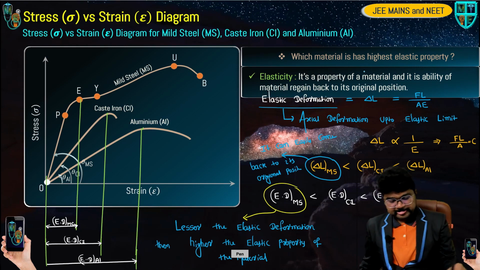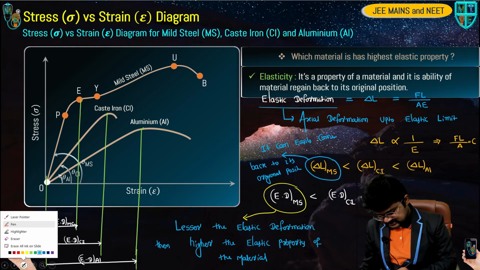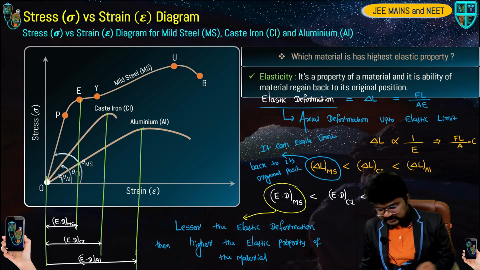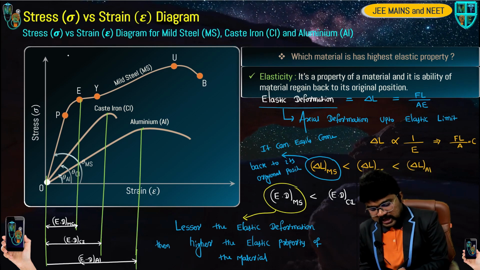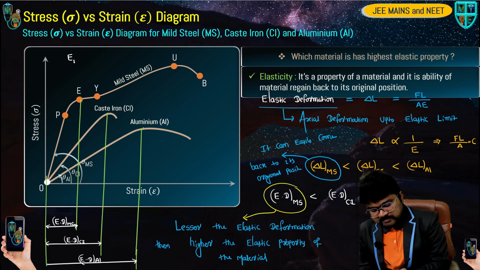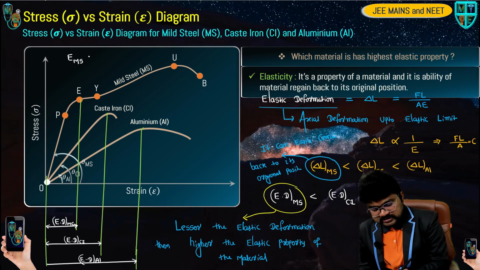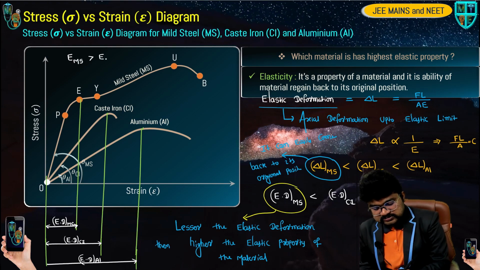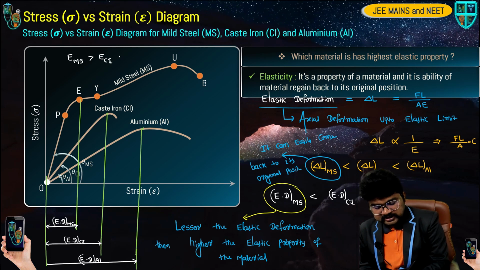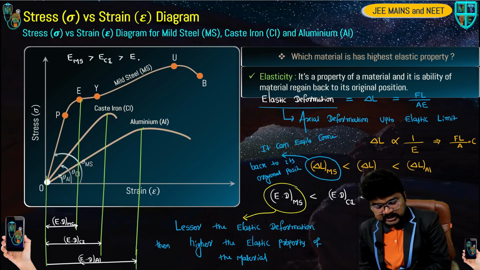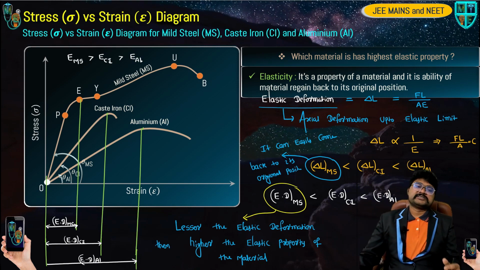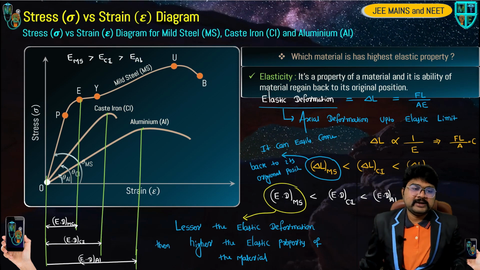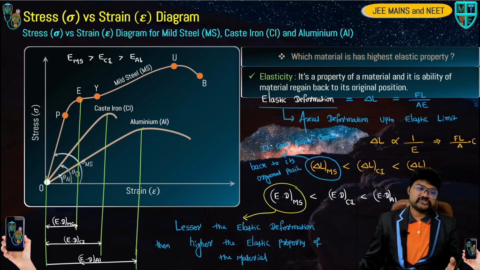See here, we already know that Young's modulus of mild steel is greater than Young's modulus of cast iron, which is greater than Young's modulus of aluminum. So elasticity is the property of a material, the ability to come back to its original position.